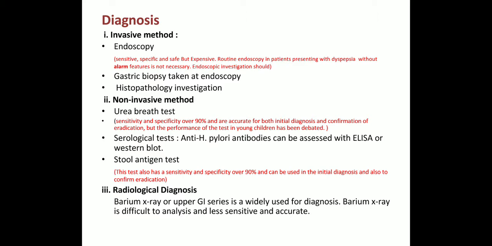And along with the urea breath test, serological tests are there. If H. pylori is infesting the GIT, definitely the H. pylori antibodies will be developed in the body, which can be assessed by ELISA test or Western blot test. So this is one more method, and it is also a precise method.